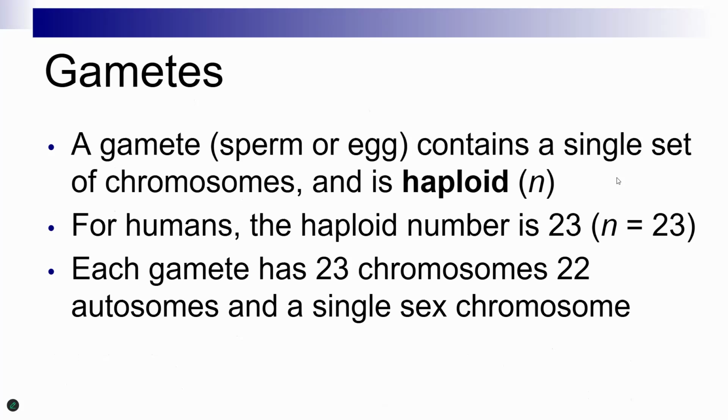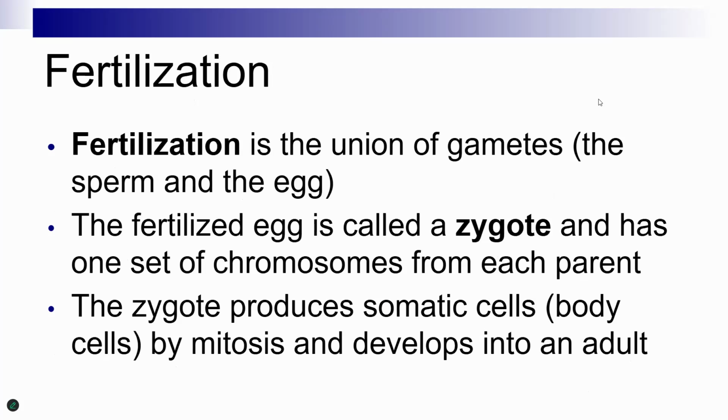So again, gametes are going to be haploid. They would have 1 set of chromosomes. So for humans, the chromosome number would be 23 in our gametes. When the egg and the sperm come together, that process is called fertilization. And so a fertilized egg would be called a zygote. And that's going to have a set of chromosomes from mom and a set of chromosomes from dad, so a set from the egg and a set from the sperm.